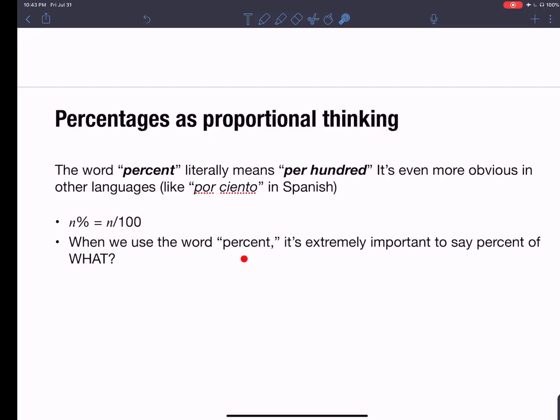When we use the word percent, it is very important to say what the percent is of what, right? You can't just say 6%. Okay, cool, 6%. 6% of what? What are we looking at? 6% of monkeys? 6% of what, right? Just like in ratios, where it was very important to say what you're comparing, it is the same thing with percent. You have to say n% of what.